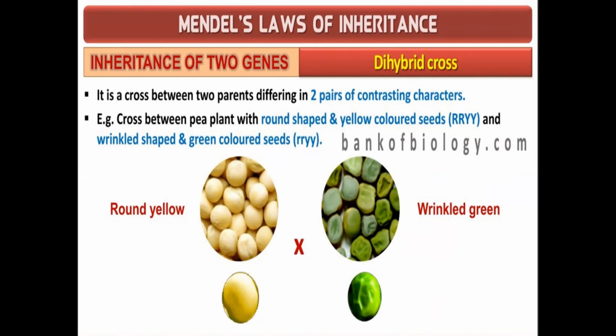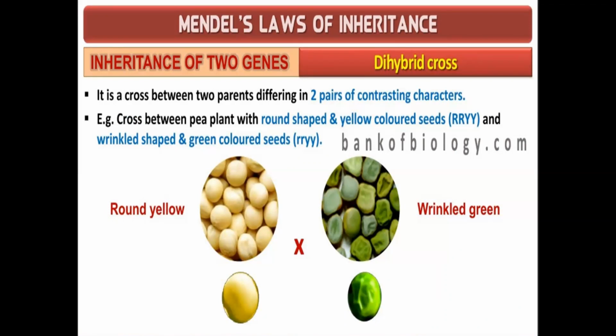Okay. So now the law of inheritance of two genes. We studied inheritance of one gene, which we called a monohybrid cross. Now a dihybrid cross means we will study two genes or two characters at one time. Totally, how many characters had Mendel studied? Seven. There were 7 characters.